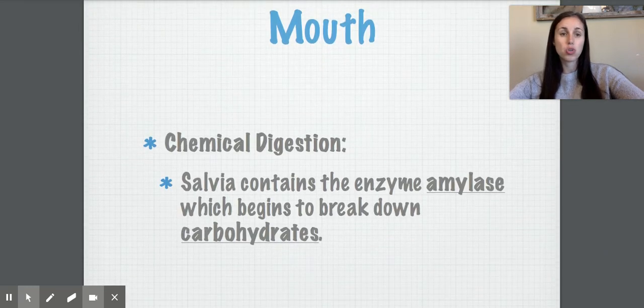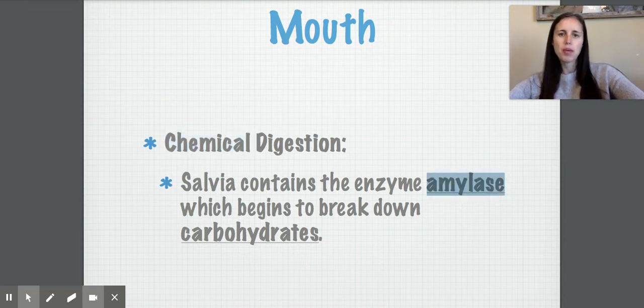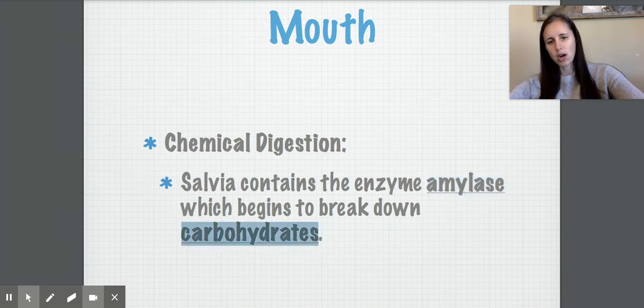So let's talk about the two types of digestion that are happening in your mouth. The first one, I'm going to start with the least obvious one, and you actually do have chemical digestion happening in your mouth. Saliva has an enzyme called amylase. Remember, an enzyme is just a chemical that helps you break down food. So within your saliva is not just water, you have amylase, and amylase helps you break down carbohydrates.